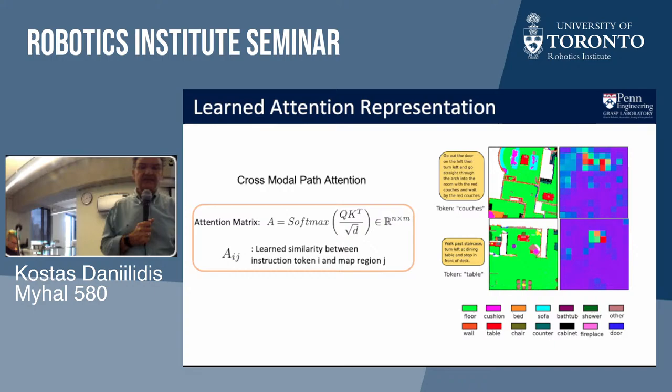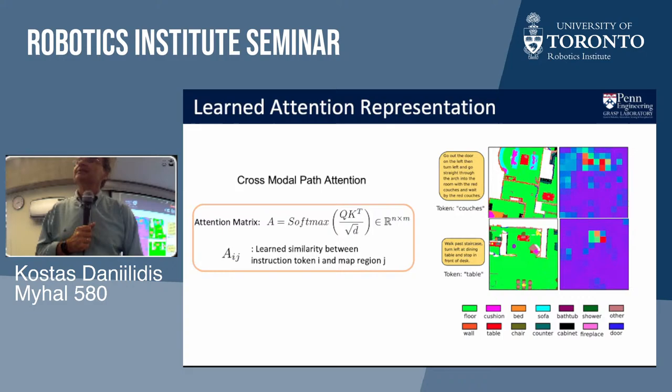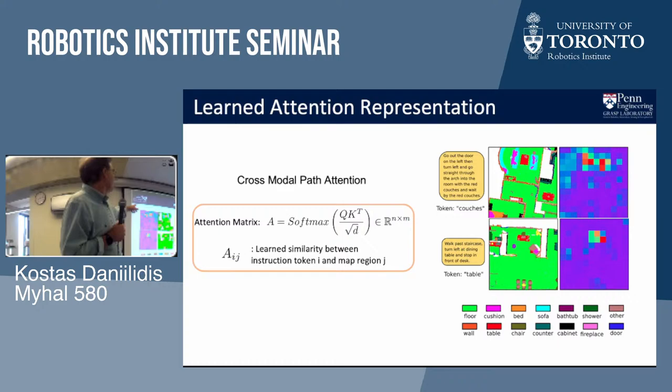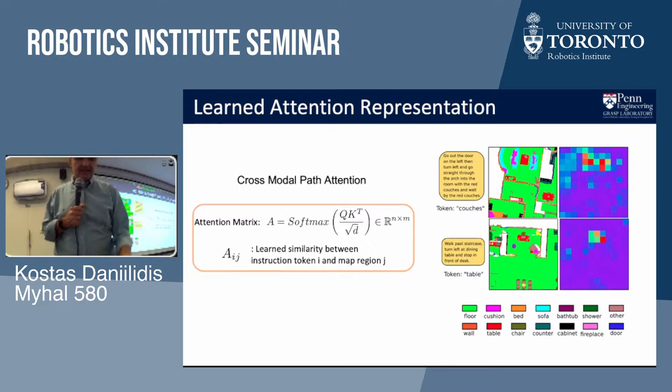Are you observing probabilistic grounding in the sense that if there's an ambiguity, like there are two tables, for example, but the instructions talk about a single table? Yeah, it just shows usually, I think in the sofa case, it was on both sides. So, no, it doesn't do instance. It is really like semantic segmentation.